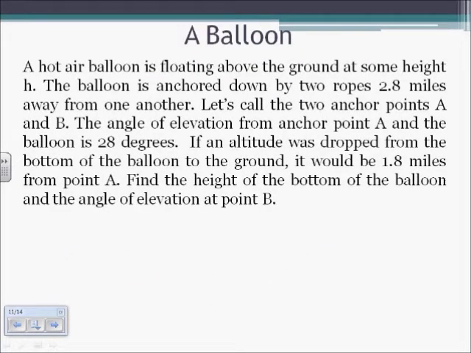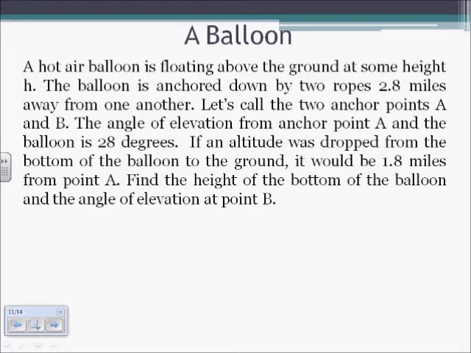A balloon. So the hot air balloon is floating above the ground at some height h. The balloon is anchored down by two ropes 2.8 miles away from one another. Let's call the two anchor points A and B. The angle of elevation from anchor point A to the balloon is 28 degrees. If an altitude was dropped from the bottom of the balloon to the ground, it would be at 1.8 miles from point A. Find the height of the bottom of the balloon and the angle of elevation at point B.